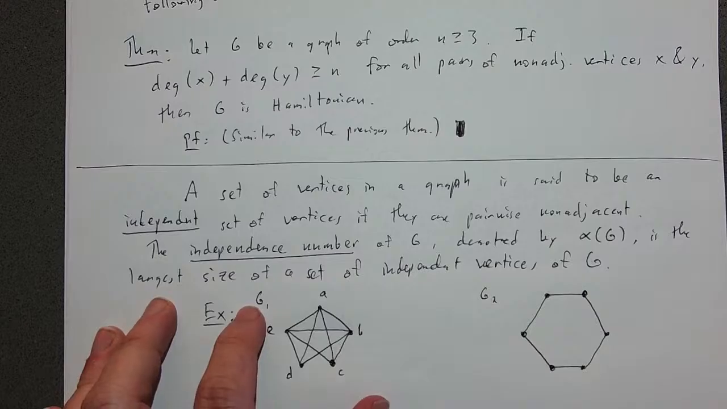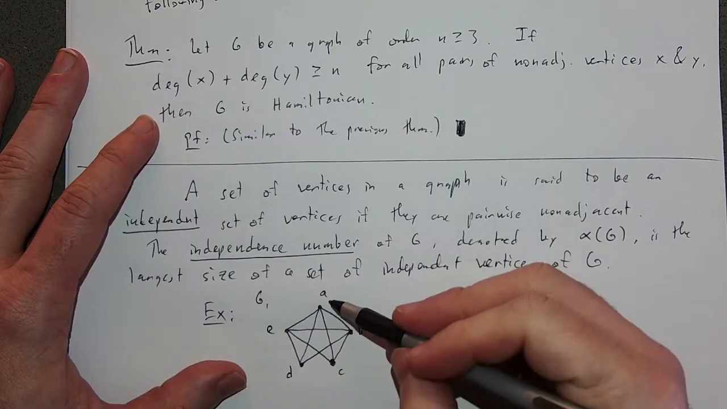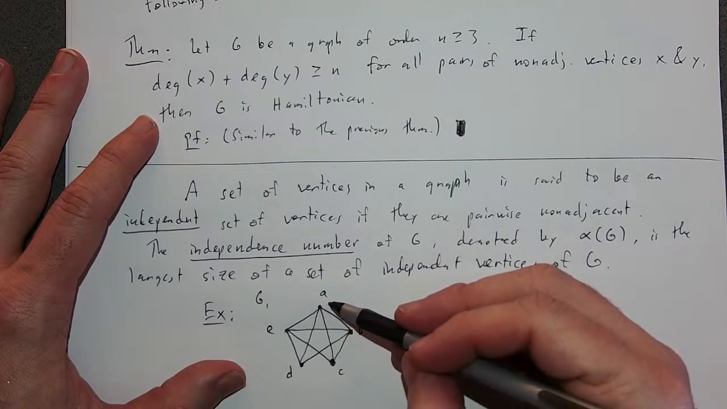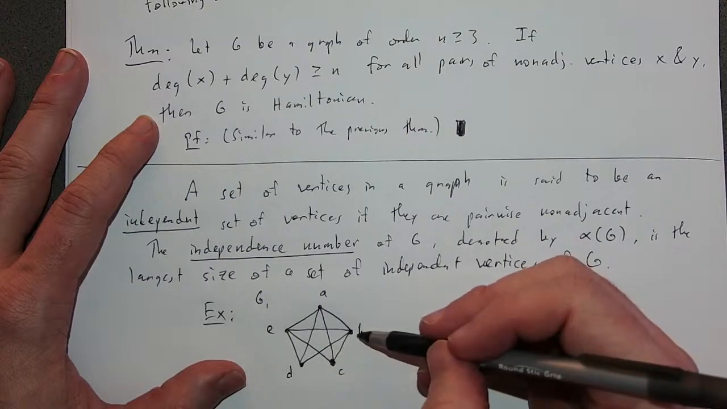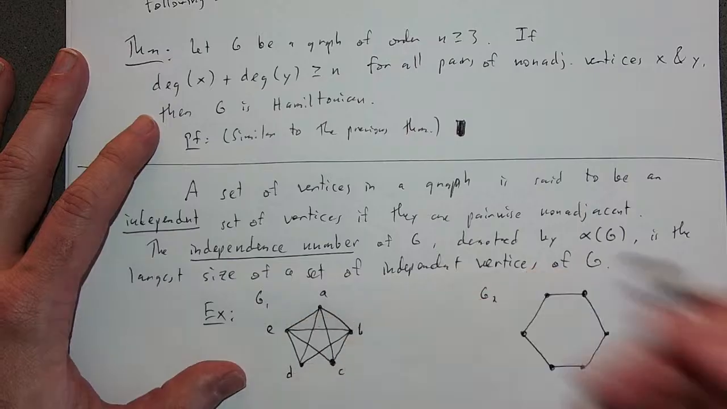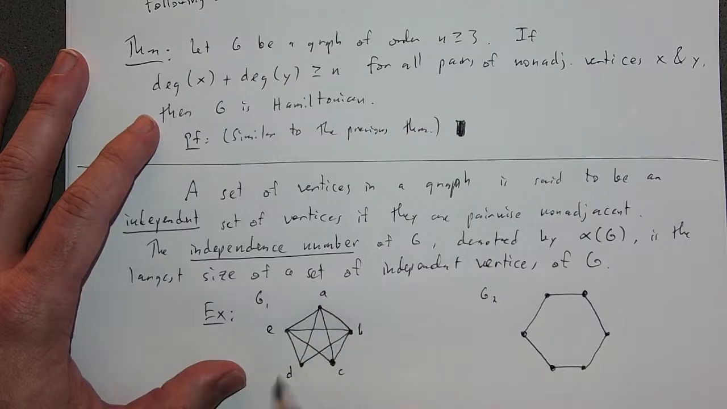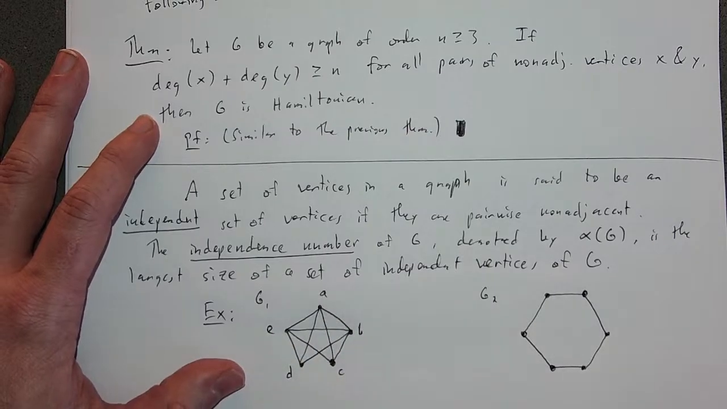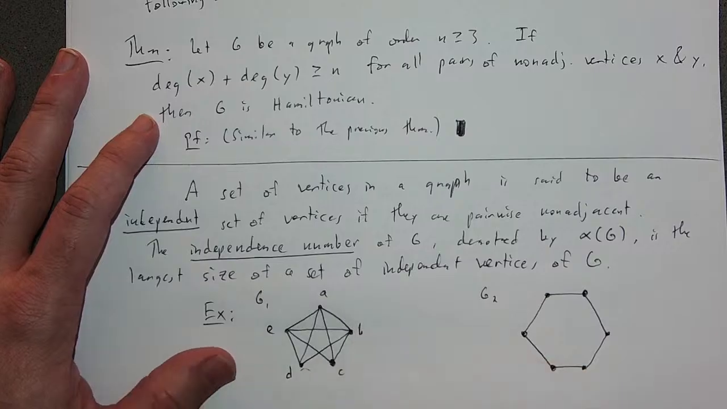Let's see. So if A is in the set, then B, C, D, or E can't be in the set. If B is in the set, then A, E, D, and C can't be in the set. Same thing for E. If E is in the set, then none of the other vertices can be in the set because it's adjacent to everything. D is not adjacent to C, but it's adjacent to everything else. C is not adjacent to D, but it's adjacent to everything else.